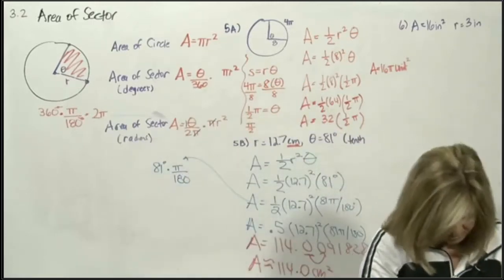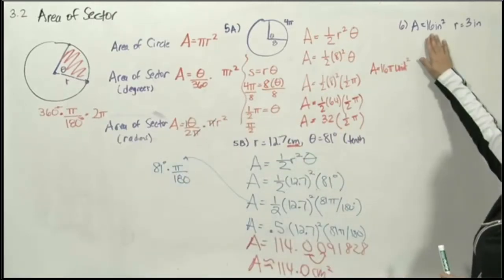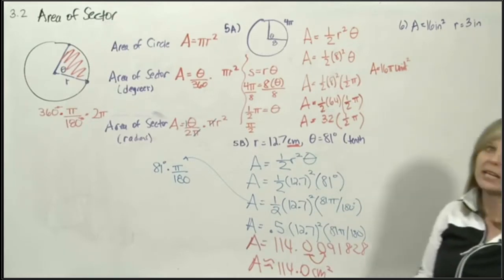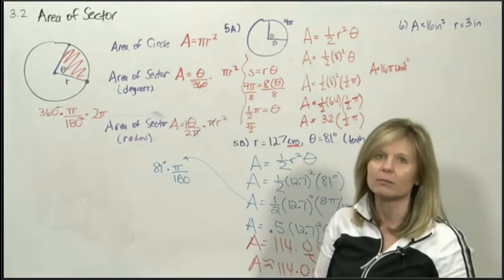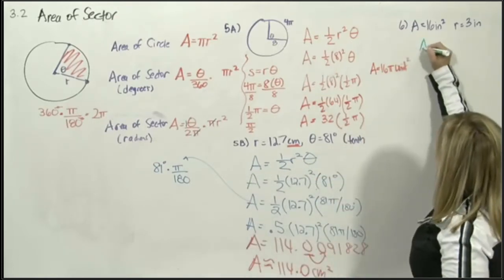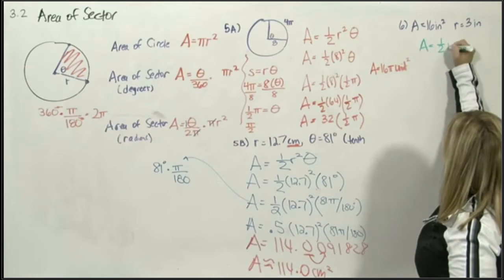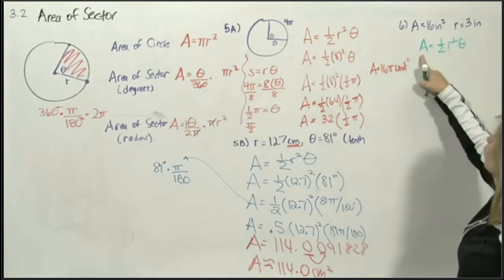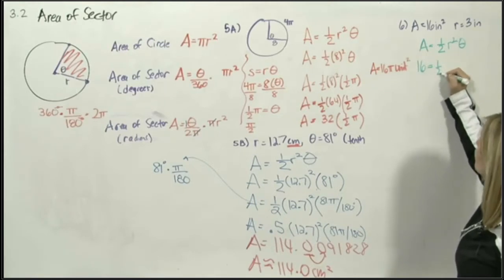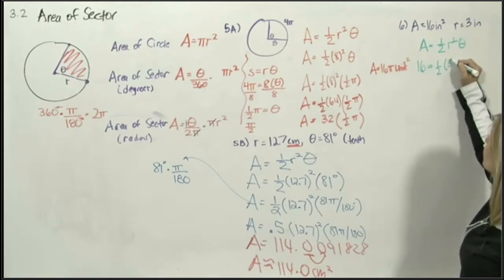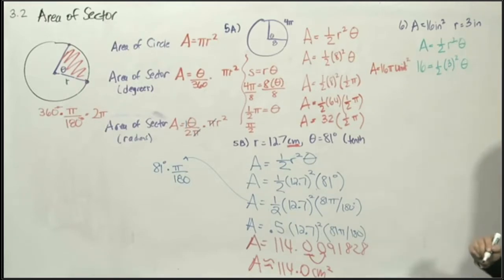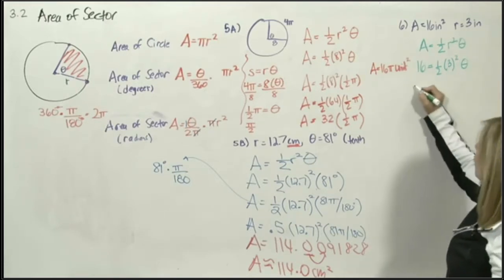Let's go to example 6. So here's the information they give you. A is 16 inches squared. They give you R is 3 inches. They say find theta. Okay, so we have an A and an R. So our formula is A equals 1/2 R squared theta. We know what A is this time, 16. 1/2. We know what R is this time, 3. We don't know theta. Okay, so we have one unknown, so we'll do our work.